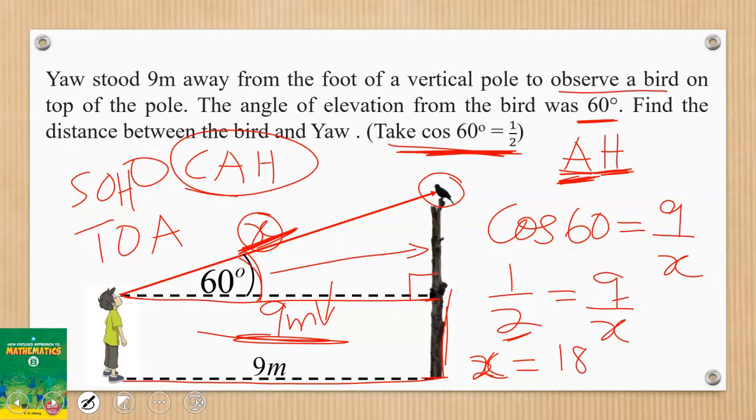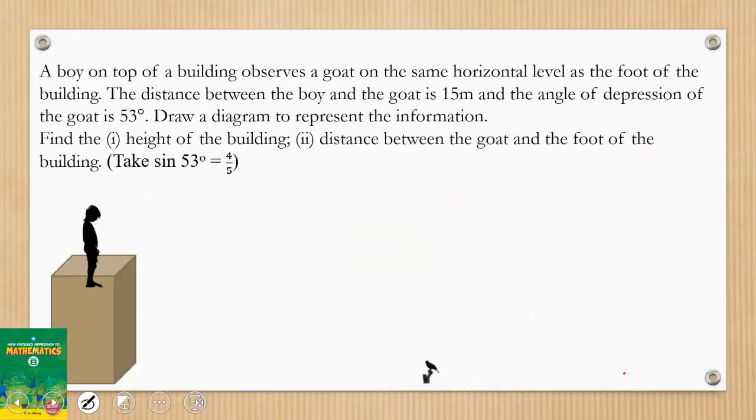That means the distance from Yao to the bed is 18 meters. You see, we are able to find the distance between the bed and Yao just by the mere fact that we know the angle of elevation and we know the distance from Yao to the pole. So application of trigonometry, or let's say trig ratios, can help us solve big problems. Let's take another example and see.